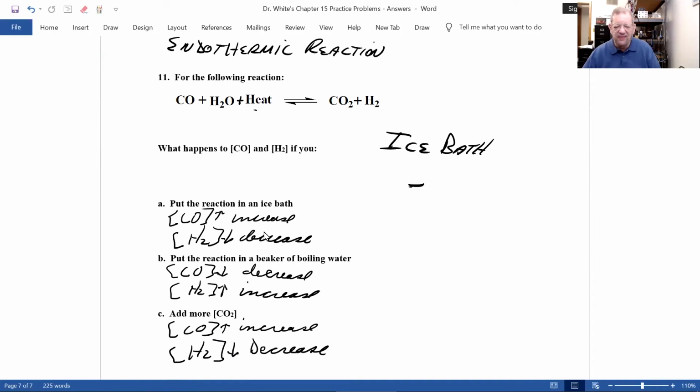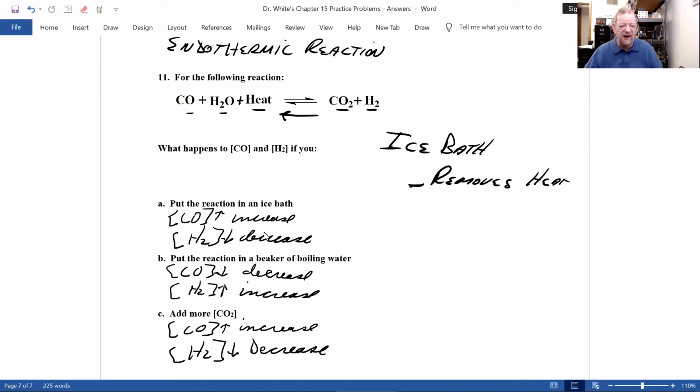And remember, an ice bath removes heat. So what I'm doing is, at equilibrium, there's a certain amount of heat. Now we've taken some away, and the equilibrium says, oh no, I don't have enough heat. I need more heat. And the only way you can replace that heat is by reacting carbon dioxide and hydrogen to make more heat, water, and CO.